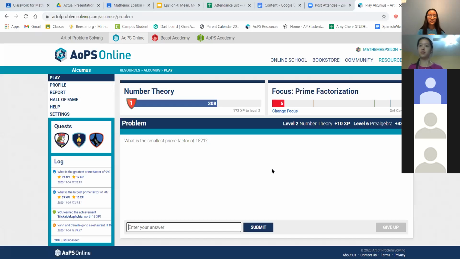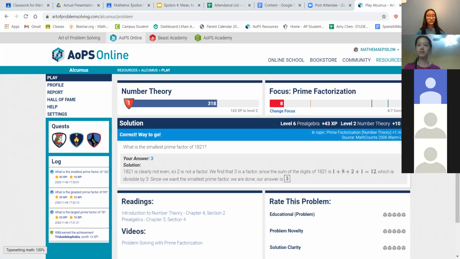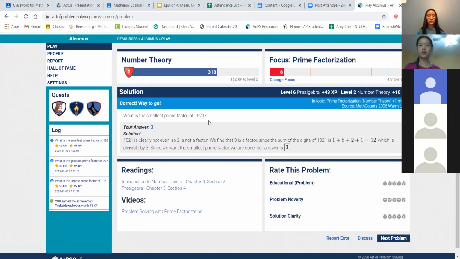What is the smallest prime factor of 1,821? Okay, our first answer is 3. 3 people said 3 so far. Good job. And to solve this question quickly, you can first notice that it's not divisible by 2 because it's not even. But the sum of the digits, 1 plus 8 plus 2 plus 1 equals 12, which is divisible by 3, which means that the entire number is divisible by 3. So the answer is 3.